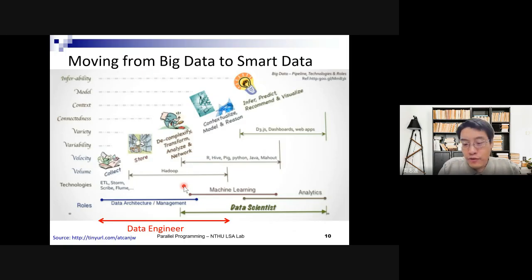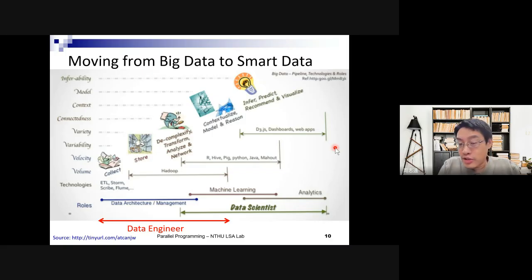Okay? And for data scientists, it's more about algorithms, right? So they need to be familiar with machine learning, or data analytics. And they usually use tools like SQL queries, or some machine learning library in order to analyze those data.